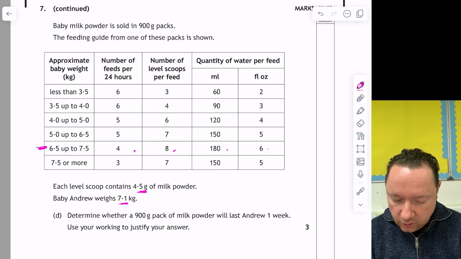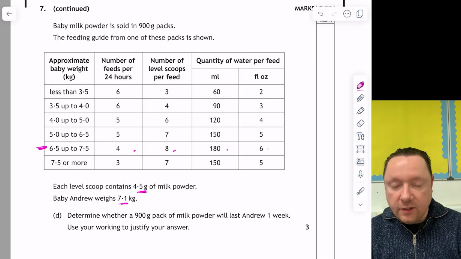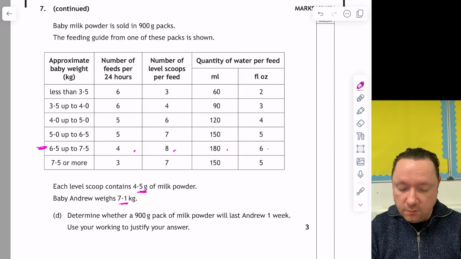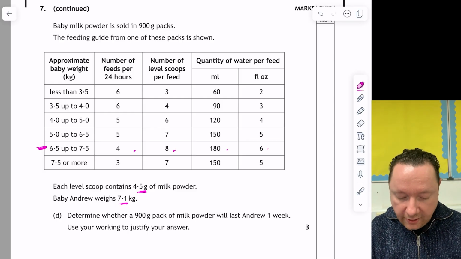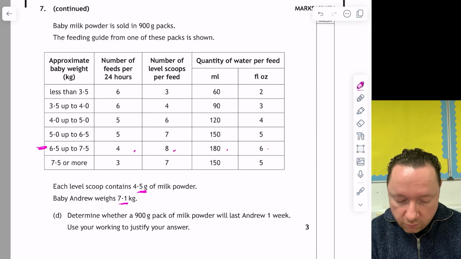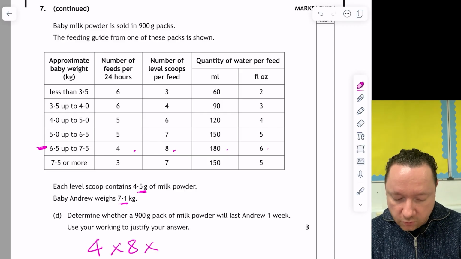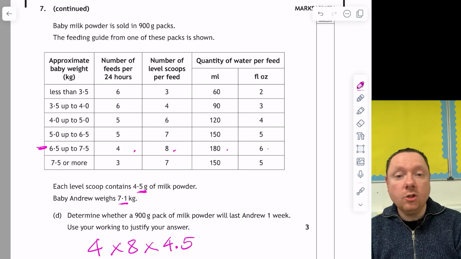And fluid ounces. So we don't need the water. The water is irrelevant to the question. It's just there for extra information. What we need to know is the weight. So we've got 4 feeds per 24 hours and 8 scoops per feed, so times 8, and 4.5 grams of each scoop. So that's how much you get in 24 hours.